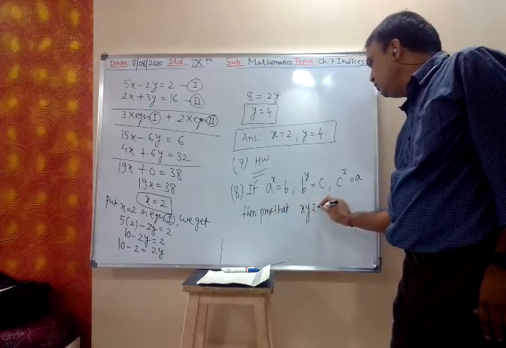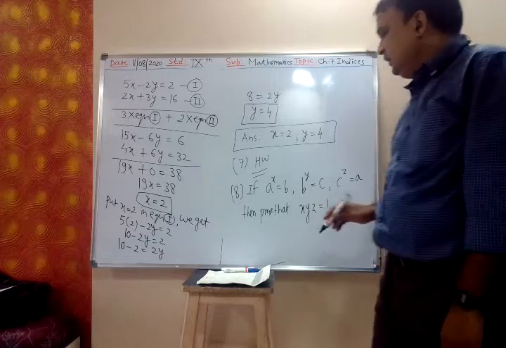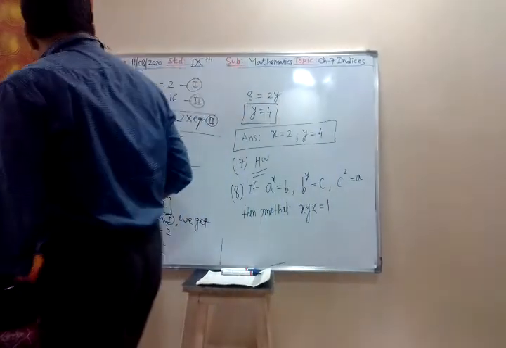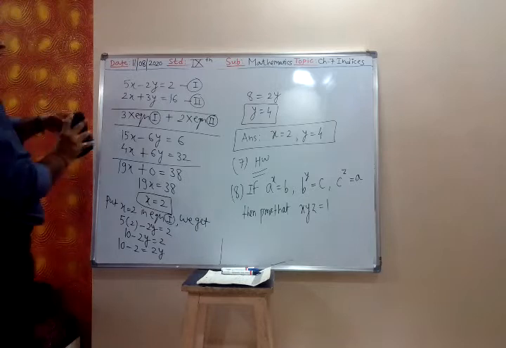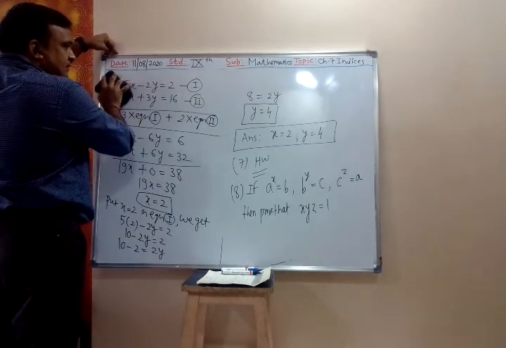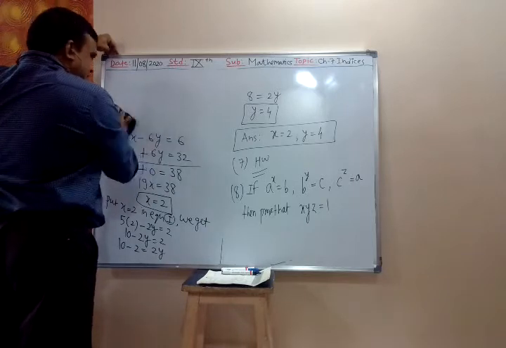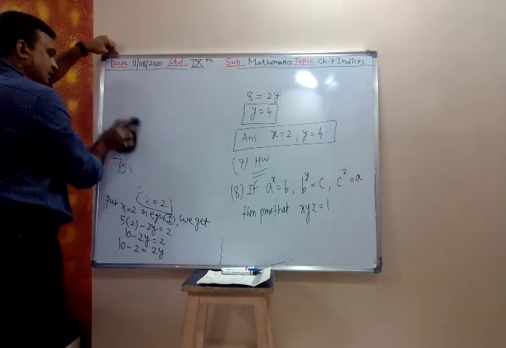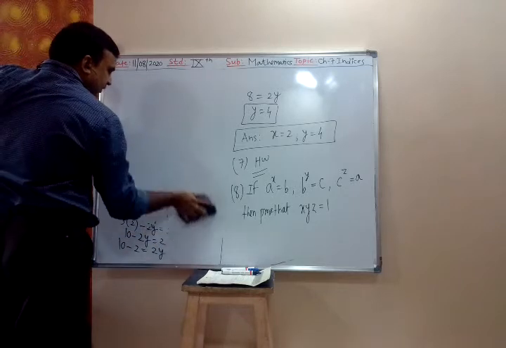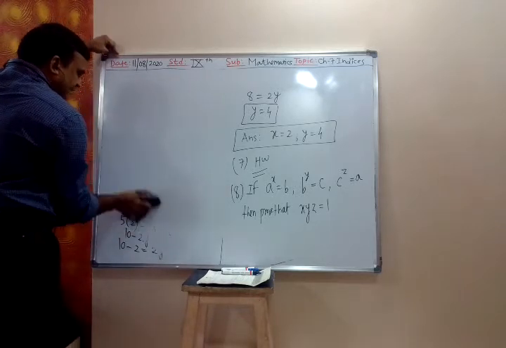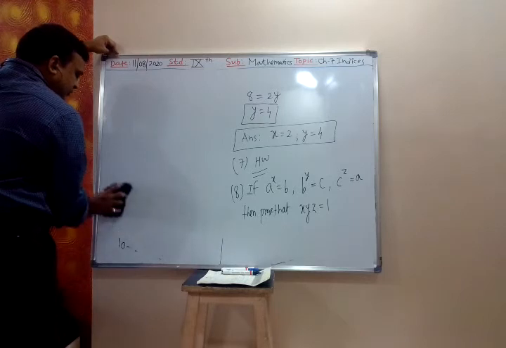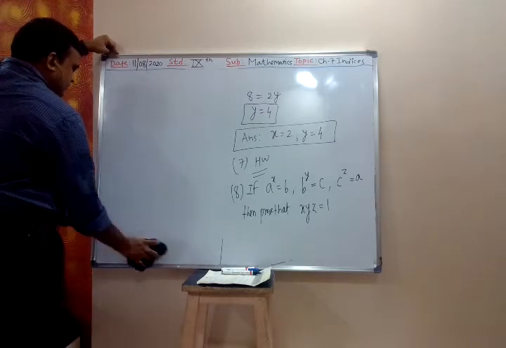xyz is equal to 1. A power x is b, b power y is c, and c power z is a. Is the board clear? Then show that xyz is equal to 1.